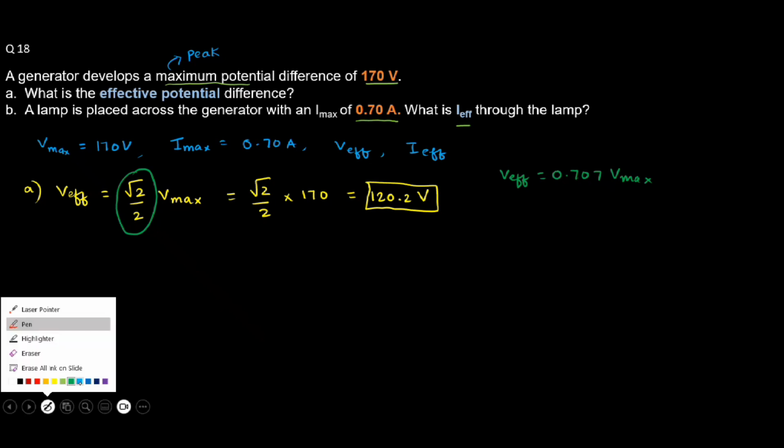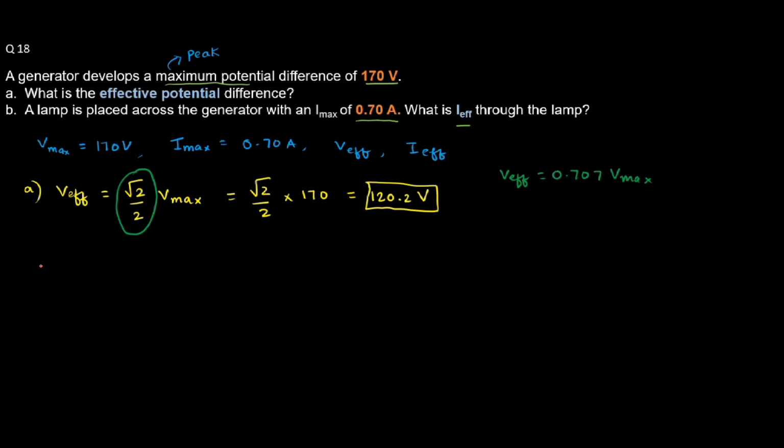Part B of the question wants me to find what is I effective. Again, I will use the same rule for I effective. I effective will be root 2 over 2 times I max. That will give me root 2 over 2 times 0.70. And when you solve this, you get your I effective as 0.49 ampere.